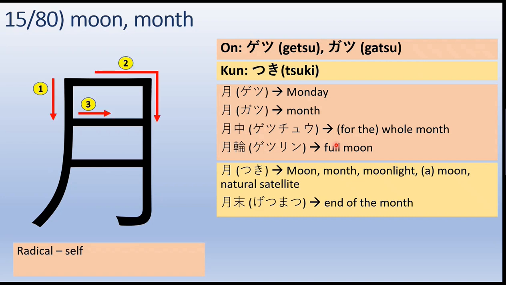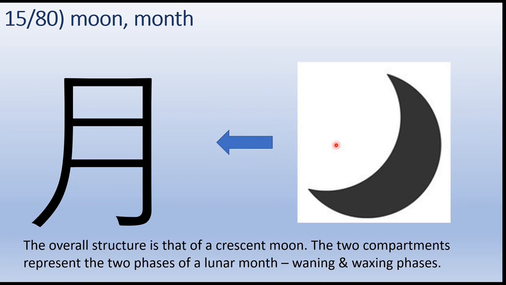It is again a radical. This is the stroke order. This is the logic behind this symbol. As you can clearly see, the overall structure is that of a crescent moon, and these two compartments basically represent the two phases of a lunar month, that is the waxing and the waning phases.